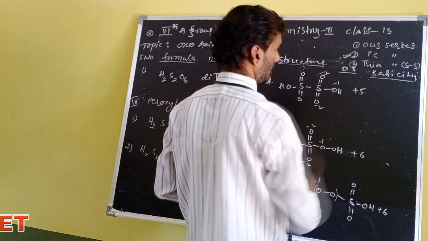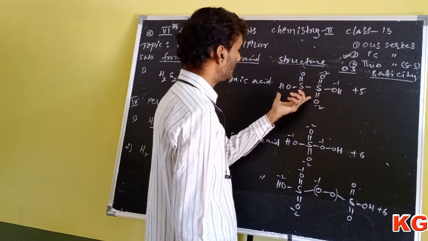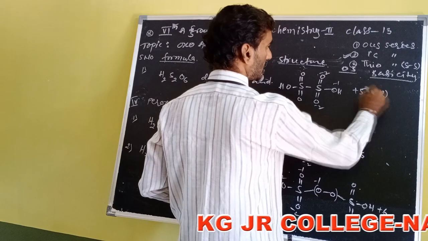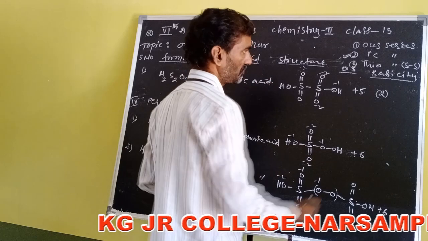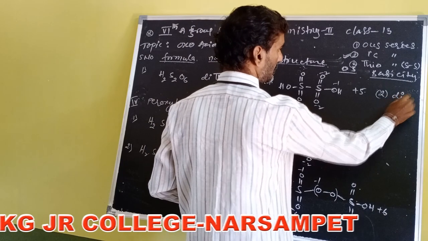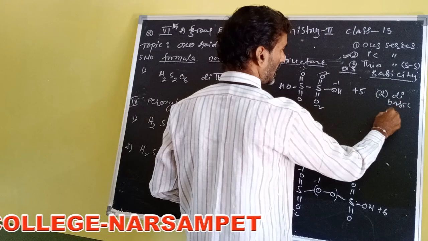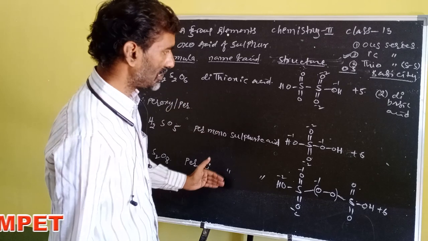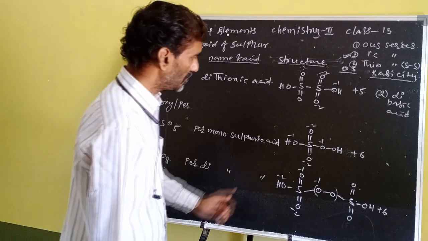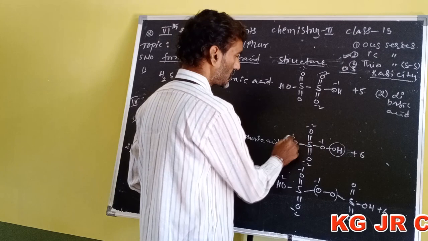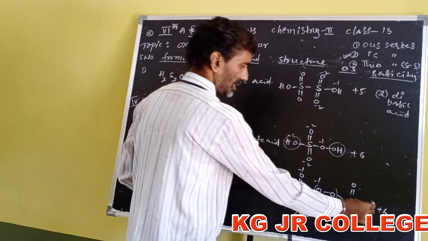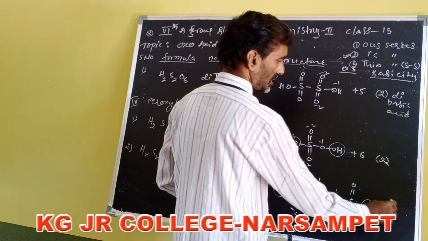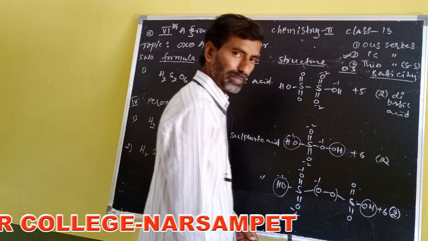And last one, basicity. So how many OH groups are present in the given molecule? 2. So it is also a dibasic acid. Basicity is 2. Dibasic acid. So the remaining two, both these oxo acids, are dibasic acids because of 2 OH groups present in these acids. Hence, it is a dibasic acid. Basicity is 2.